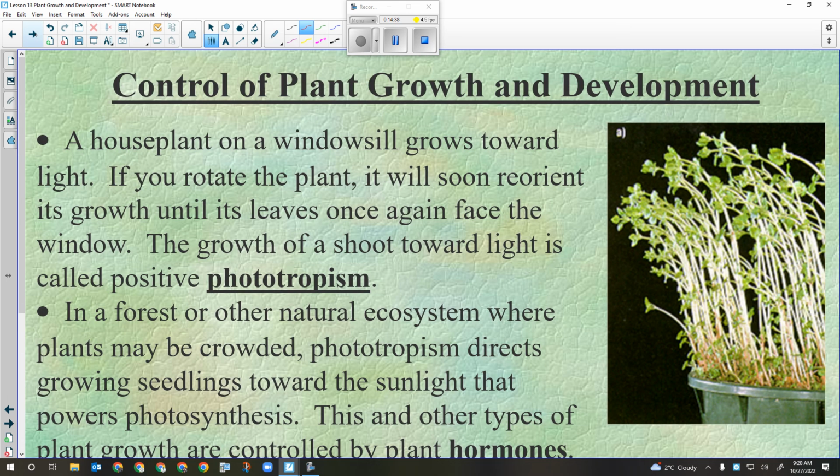Okay, so this is what I was talking about before. A house plant on a windowsill is going to grow towards light, because light is its source of energy that it uses to make glucose. So these sprouts here, where do you suppose their light source is?